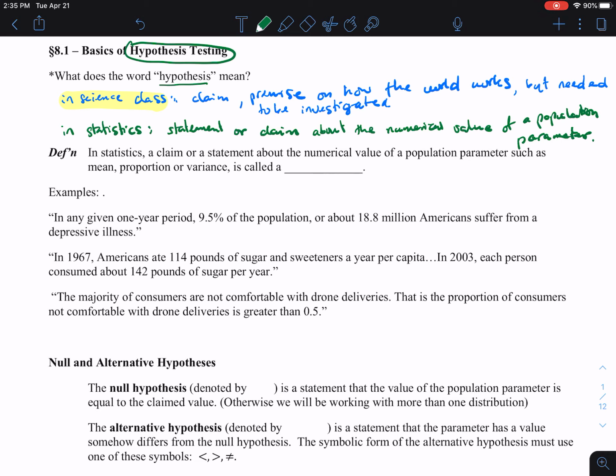So that's what this chapter is about. We're going to look at sample data and see if the sample data support the claim or not. It's pretty straightforward, but it's a little bit formal as introduced in this chapter. There are a lot of steps to go through, and it can be very overwhelming.